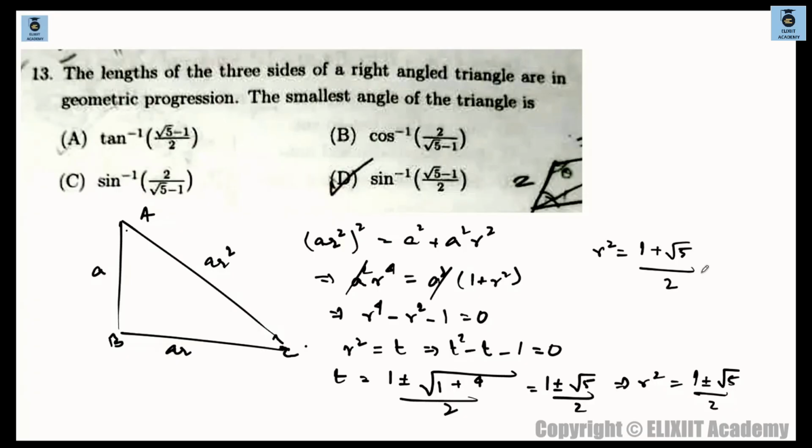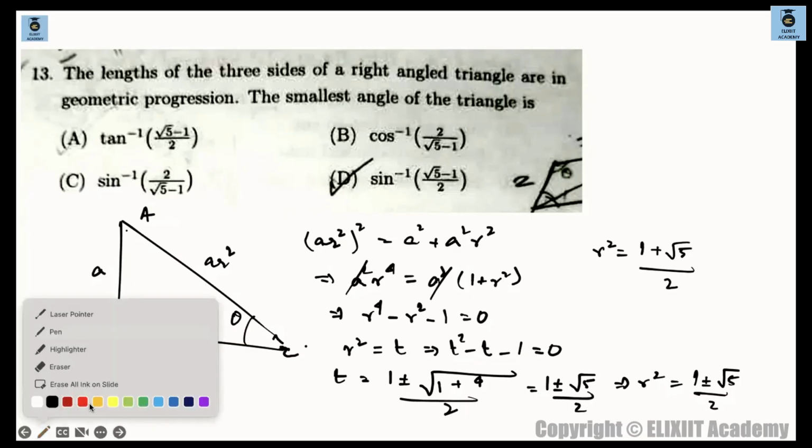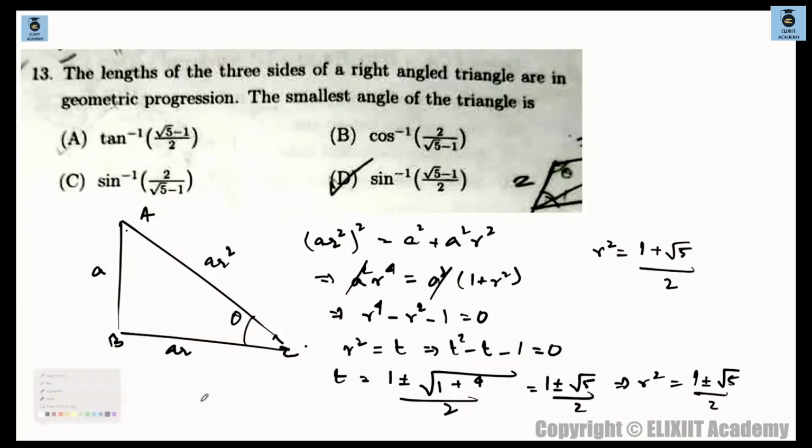So now they have asked to find the smallest angle of this triangle. So we find out what is theta from here. Now we have r square, so let's utilize this r square. So we can find what is sine theta. Sine theta will be a upon ar square. Sine theta is how much? A upon ar square.